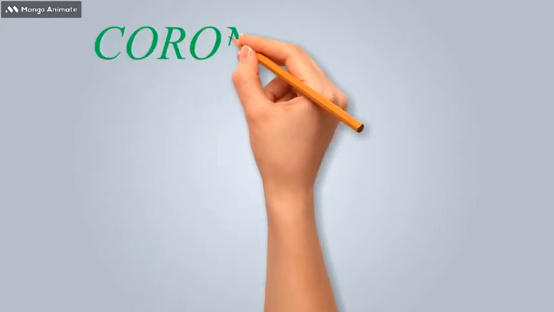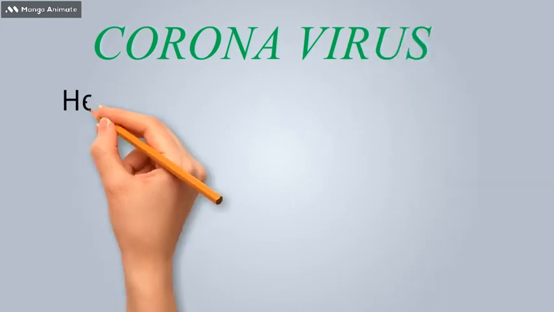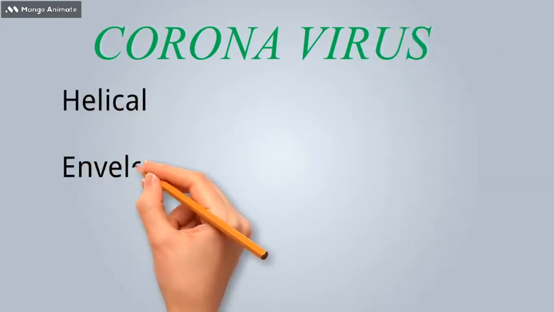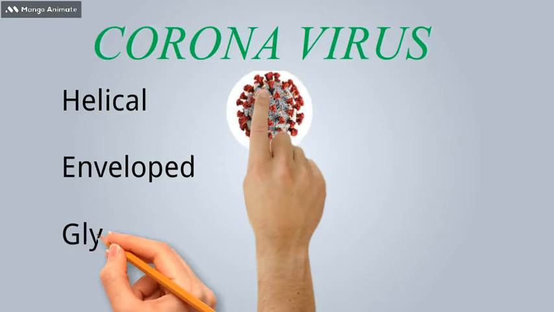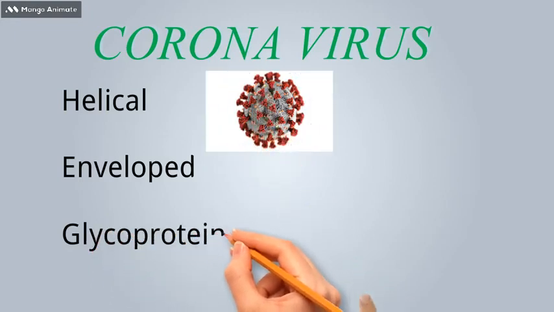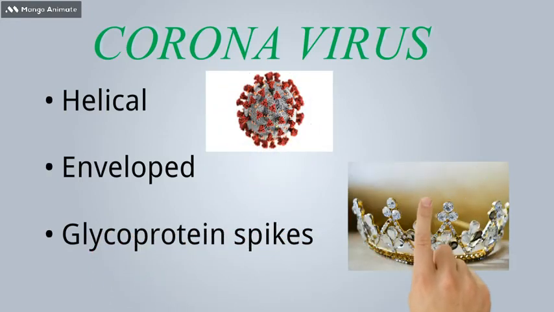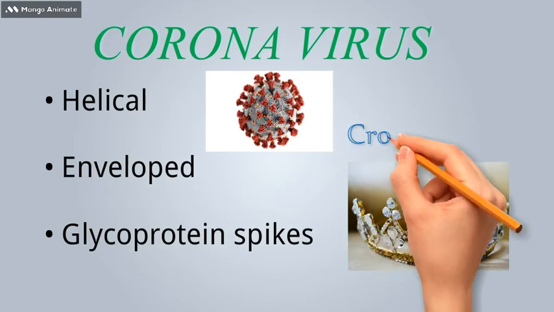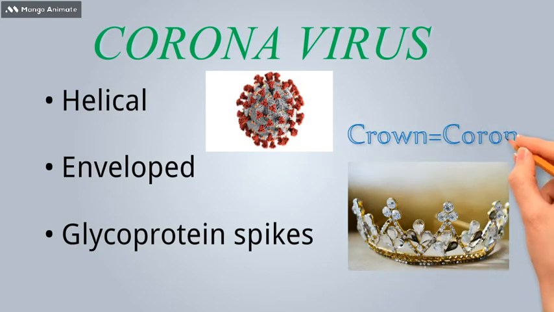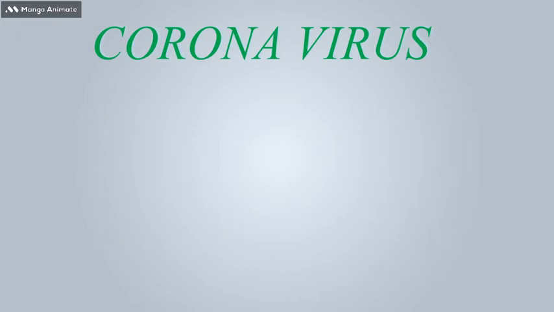When it comes to coronavirus, it has a helical-shaped nucleocapsid. It is an enveloped virus. There are glycoprotein spikes on its surface. They give a crown-like appearance to the virus. Corona is the Latin word for crown. That is how it has got its name.